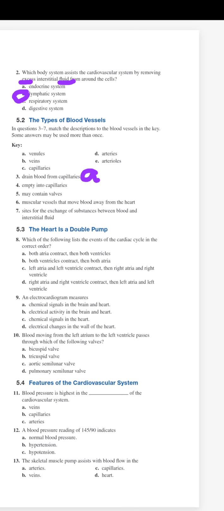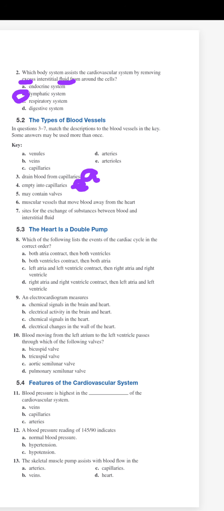Empty into capillaries. So I have something and I'm going to empty my blood into a capillary. That will be the arteriole. As I told you, it cannot be the artery directly because we have the transition, and that transition is carried out by the arterioles.